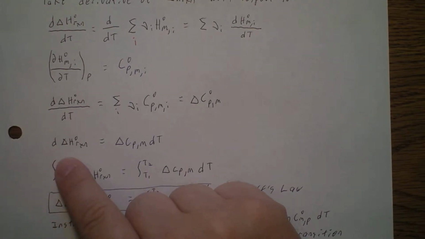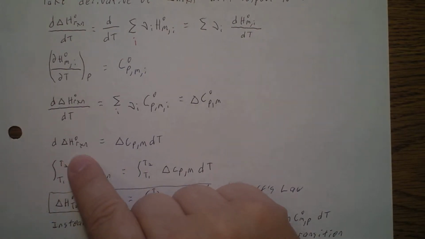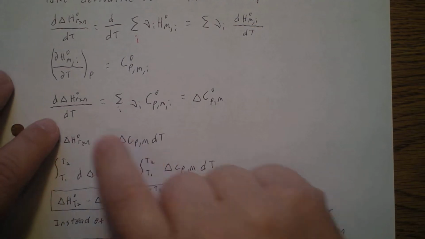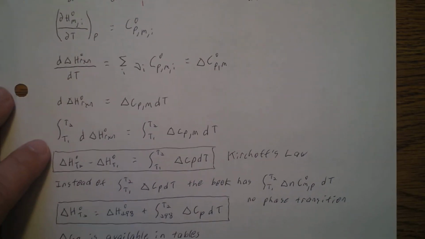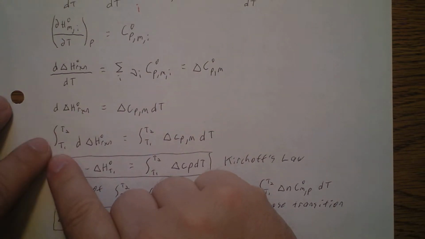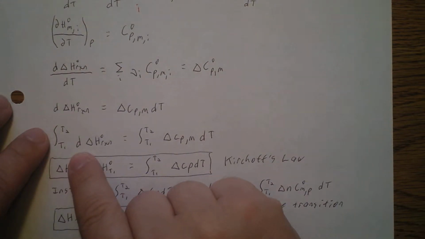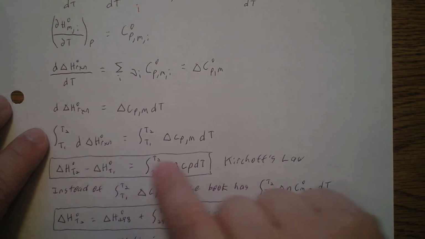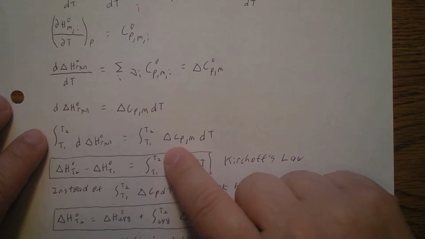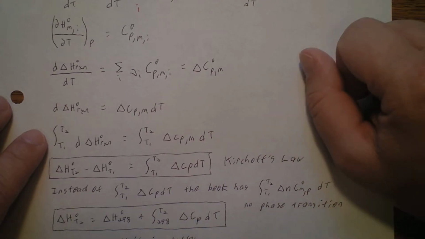So the differential of the heat of reaction in the standard state is going to be just the change in the molar heat capacity times the differential of temperature. See how we just multiplied by the differential of temperature. So now we're going to have the integral from temperature 1 to temperature 2 of the differential of the heat of reaction in the standard state. And that's going to be equal to the integral from temperature 1 to temperature 2 of the change in the molar heat capacity with respect to temperature.